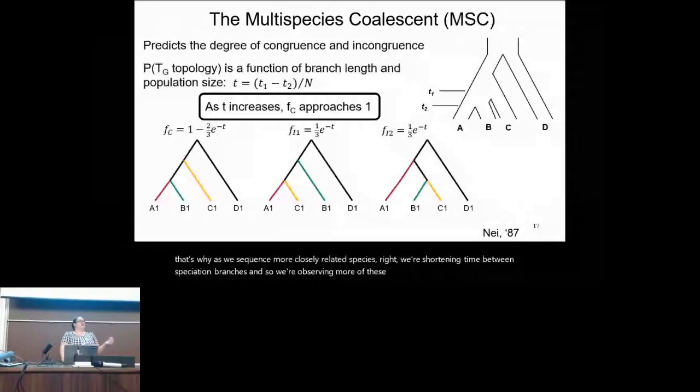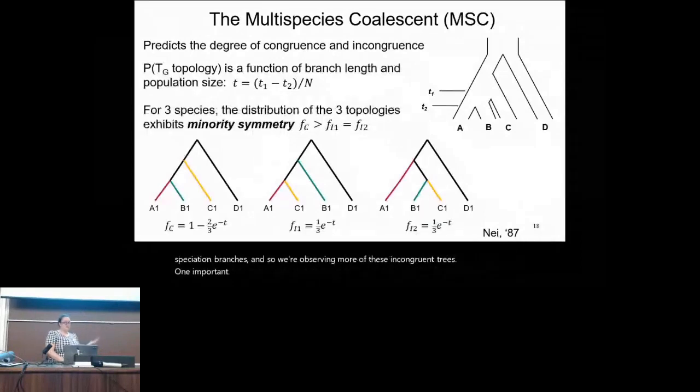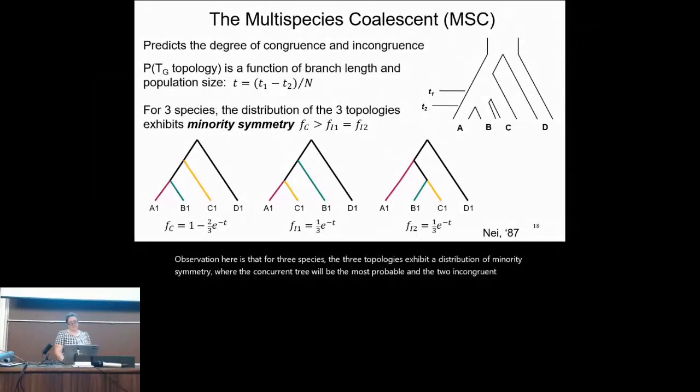One important observation here is that for three species, the three topologies exhibit a distribution of minority symmetry, where the congruent tree will be the most probable, and the two incongruent will have the same probabilities, which will be less than the congruent tree.